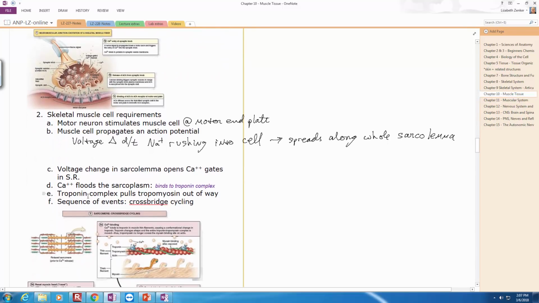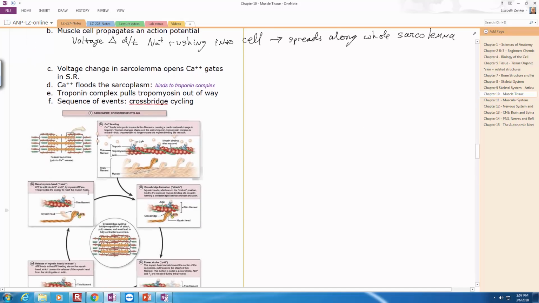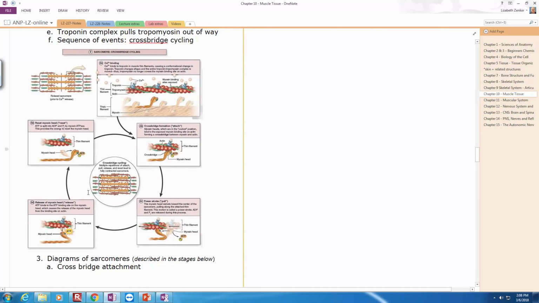So calcium floods the sarcoplasm. It binds to the troponin complex. The troponin complex pulls tropomyosin out of the way, causing cross-bridge cycling. And the sequence of events of cross-bridge cycling are, dun, dun, dun. All right, let's learn this puppy. You already know most of the story. Now you just have to see it a little bit, okay?